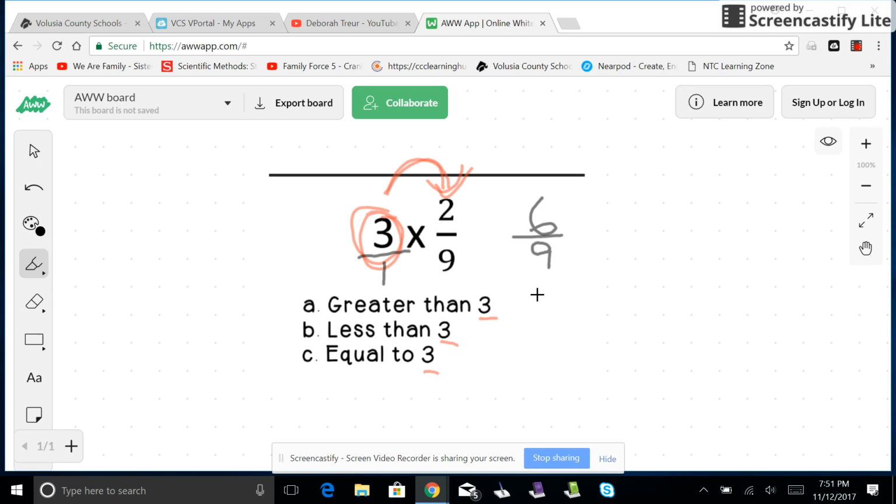So we know from just looking that whatever they're asking us to look at, we look at that number 3. Then we go next door and look, and we see that it's 2 over 9, which we know is not a whole number. It's less than a whole, and we know it's a fraction, so we automatically know that it is less.